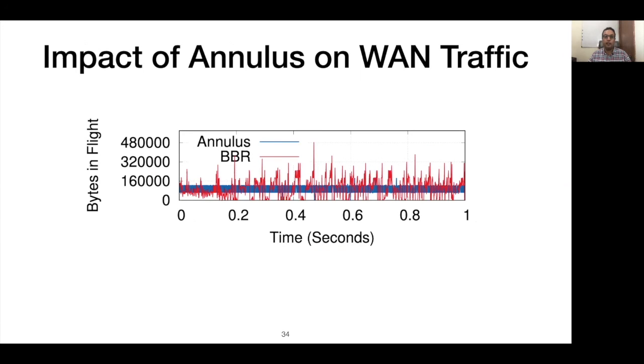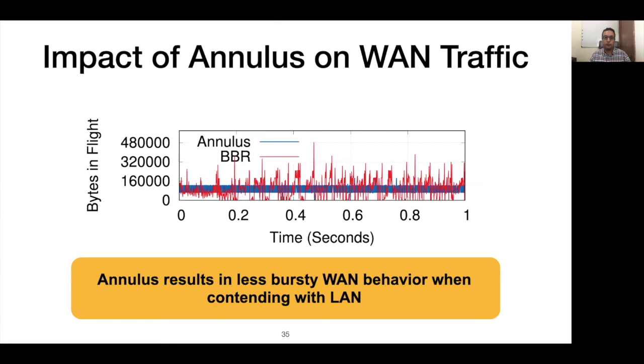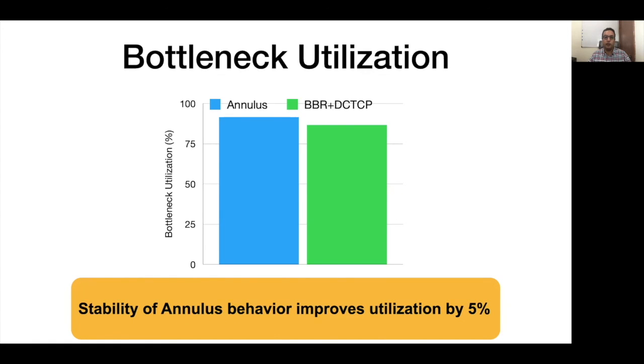Next, we take a look at the behavior of WAN traffic. This is a time series of the number of packets in flight comparing when Annulus is used and when BBR is used by itself. Annulus maintains either 1 or 2 segments of 64 kilobytes in flight at all times. This behavior is due to its fast reaction, which allows it to adapt quickly to any changes in buffer size at the bottleneck switch. BBR's reliance on a delayed signal leads to a more bursty behavior, leading to packet loss and reduced utilization. In particular, we compare the bottleneck utilization when Annulus is used and when BBR and DCTCP are used by themselves. We find that Annulus improves bottleneck utilization by up to 5%.